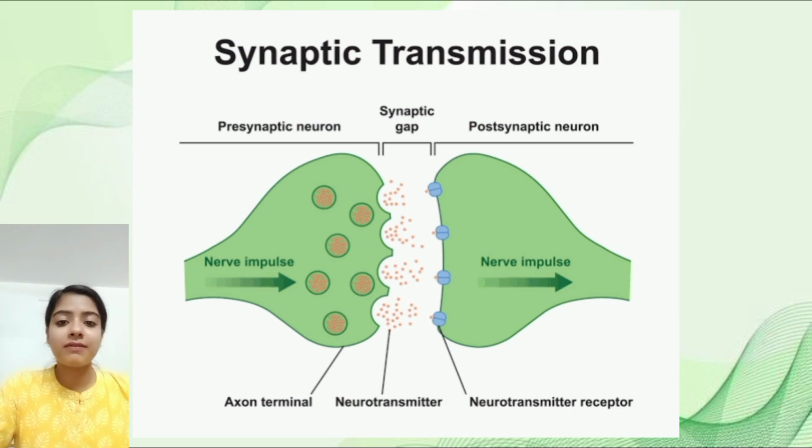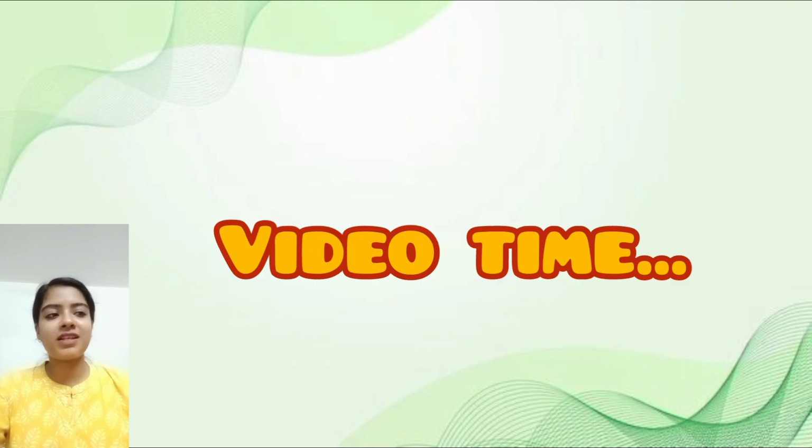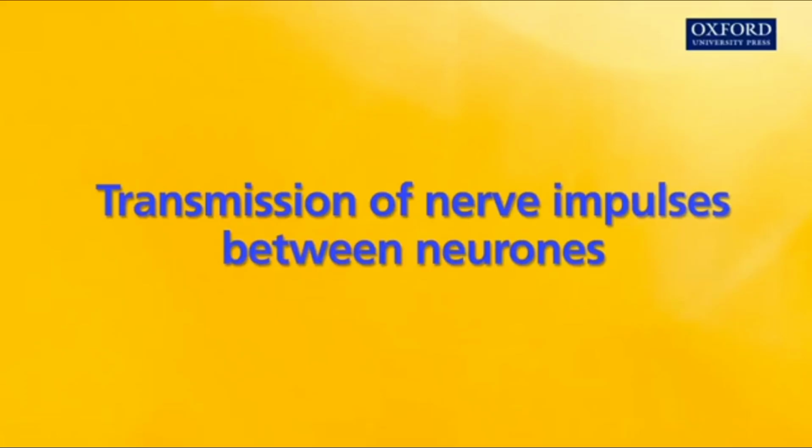Some examples of the neurotransmitters are acetylcholine, dopamine, etc. So these neurotransmitters are captured by the neurotransmitter receptors, which then carry the impulse to the next neuron. So I hope this is clear to you. Now let us watch a video of the transmission of nerve impulses from one neuron to the next neuron.